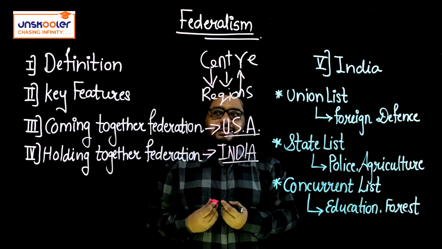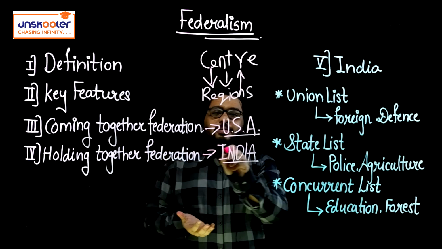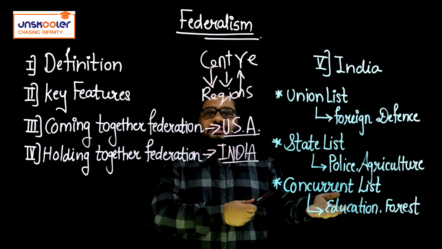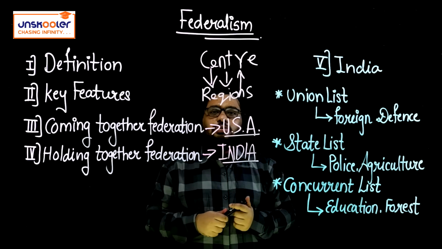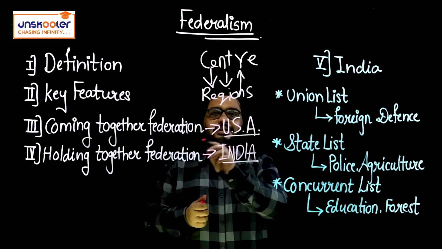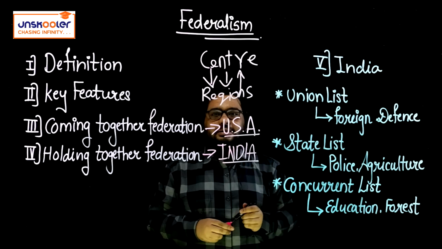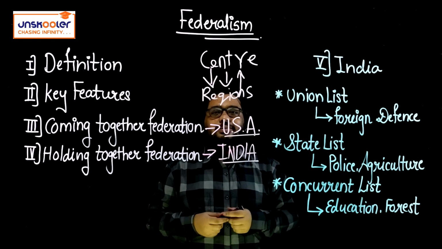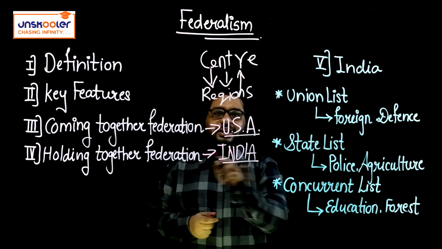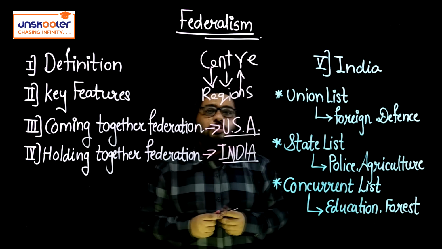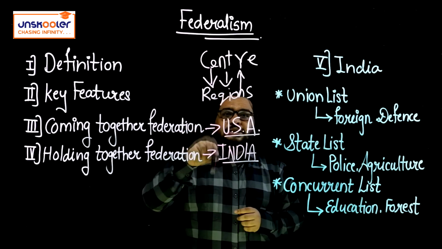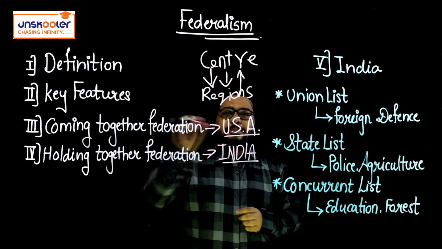So there's always a tension in this form of government between the center and the state. As you can see from India, the center and states do not always agree. And that is why they are holding it together. The country is being held together basically by the constitution, which defines the powers, and by the Supreme Court, which adjudicates the power. So these are the two basic types of federalism.